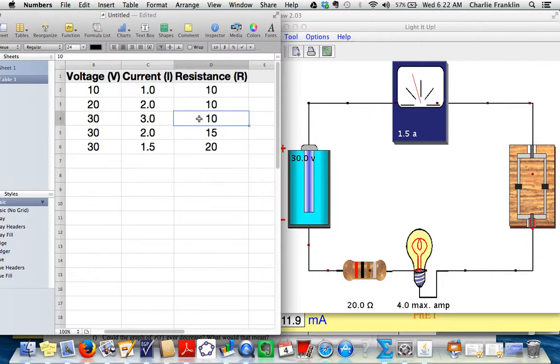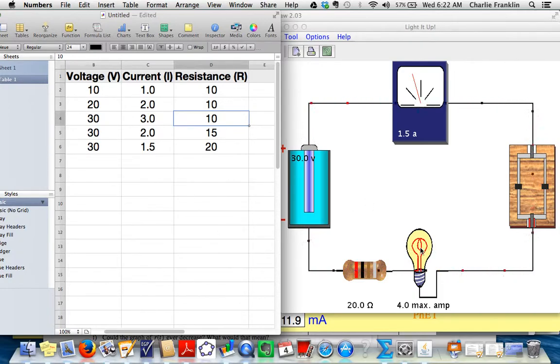As the resistance changed from 10 to 15 to 20, the current went down by 1 and then down by 0.5, which is not linear. But as resistance increased from 10 to 15 to 20, current decreased from 3 to 2 to 1.5. So that's what kind of variation.